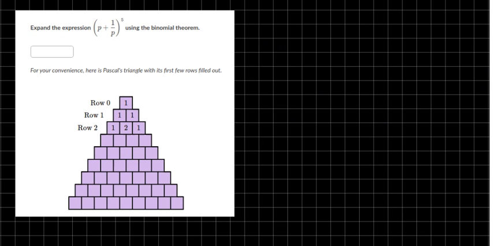Okay, I think this is my last problem. So let's go ahead and do this. I need the fifth row. Woo! We're getting big here. 1, 3, 3, 1, 1, 4, 6, 4, 1, 1, 5, 10, 10, 5, 1. Okay. So now I have P plus 1 over P. So my A is equal to P and my B is equal to 1 over P. This is going to be interesting.